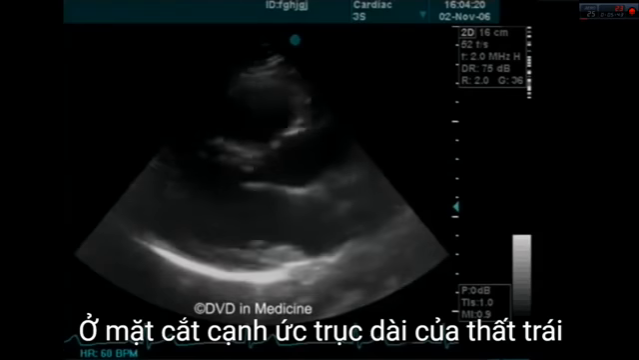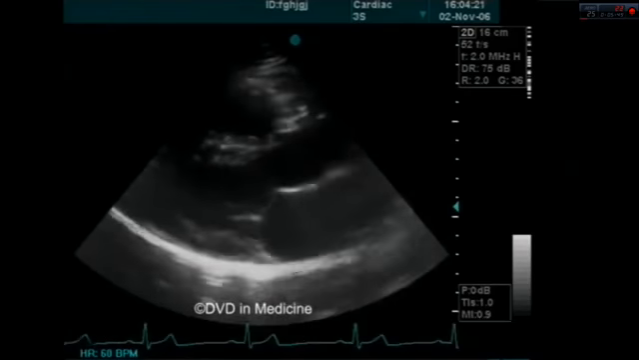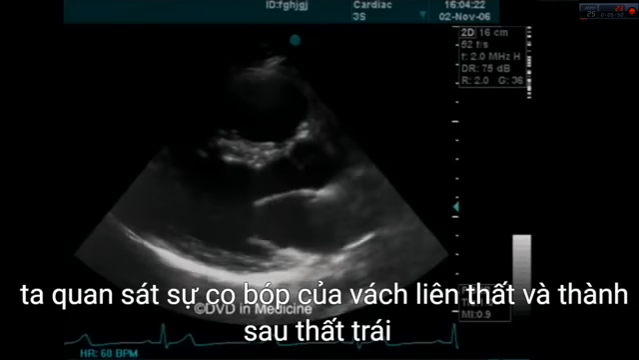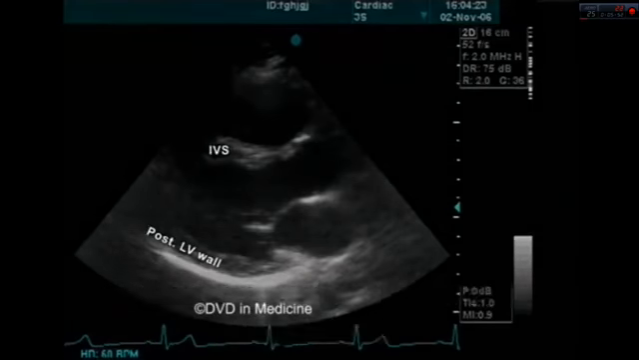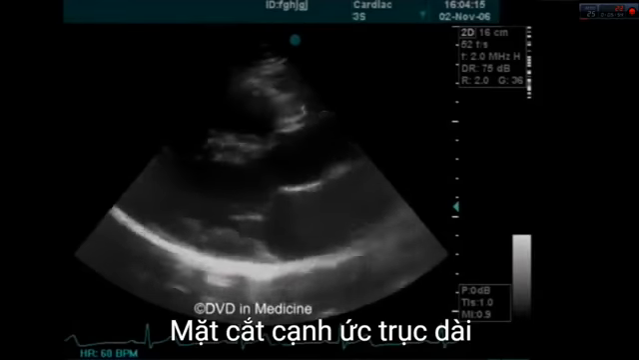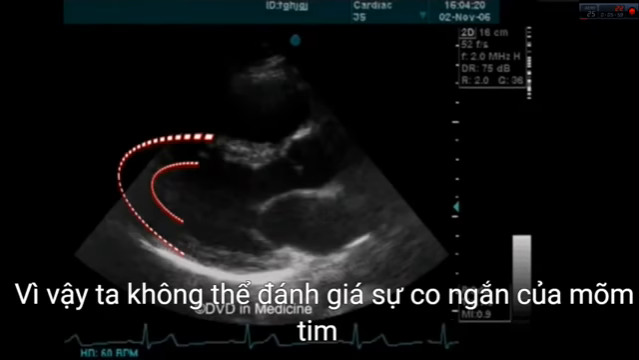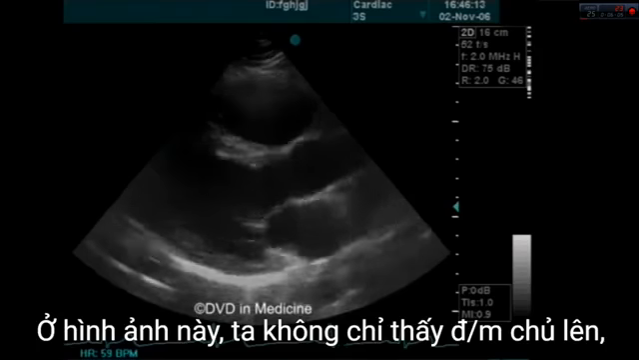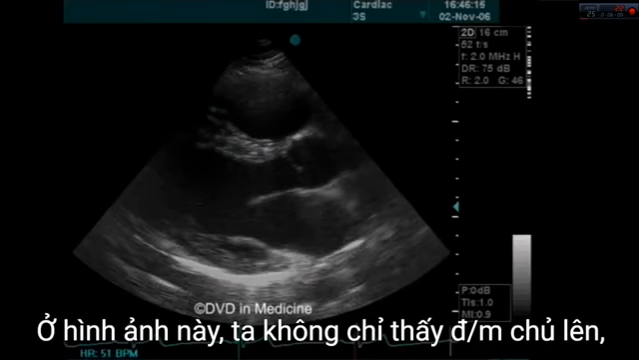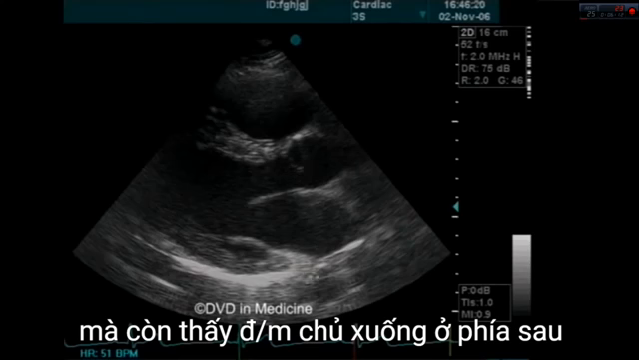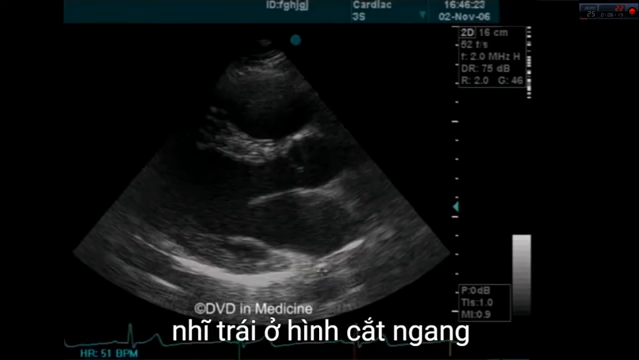On the parasternal long-axis view of the left ventricle, one observes the contraction of the interventricular septum and the posterior left ventricular wall. The parasternal long-axis view does not show the apex in most patients. Therefore, one cannot assess its shortening. In this image, one can see not only the ascending aorta, but also the descending aorta behind the left atrium in cross-section.